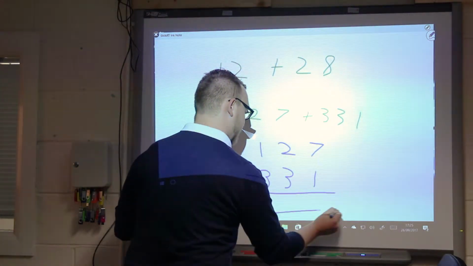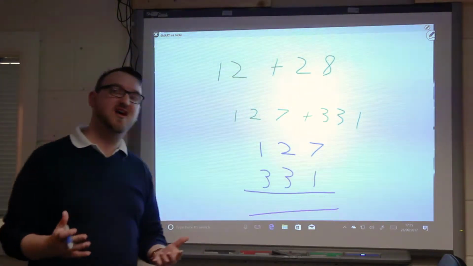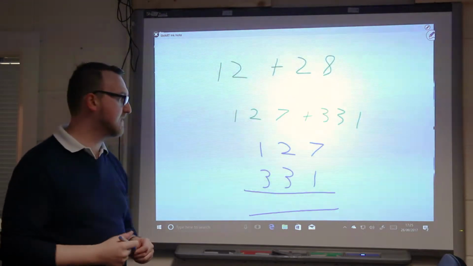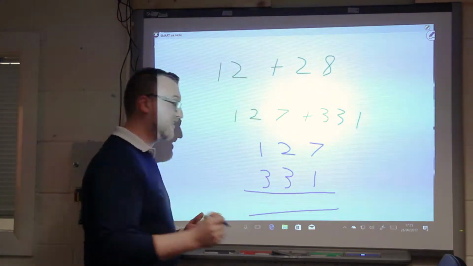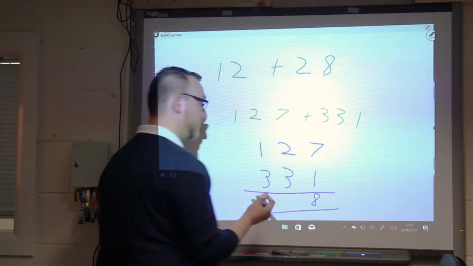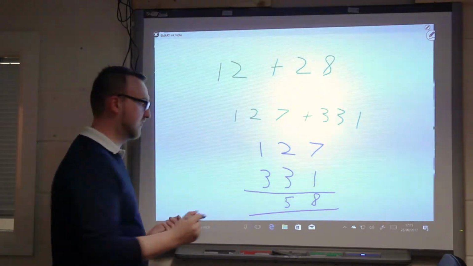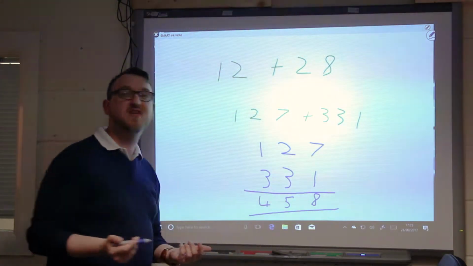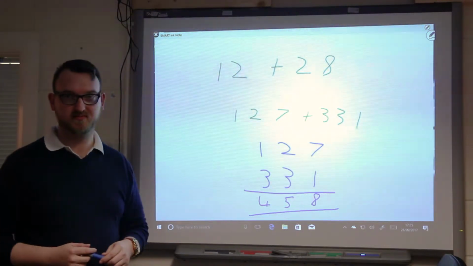Now all that we do is we add along those columns. We always start from the right, and there is history behind that and I won't go into it this lesson, okay? But just take my word for it, we always start from the right. So 7 plus 1 is 8, 2 plus 3 is 5, and 1 plus 3 is 4. 458. Now we didn't have to do that in our heads because we just used column addition.